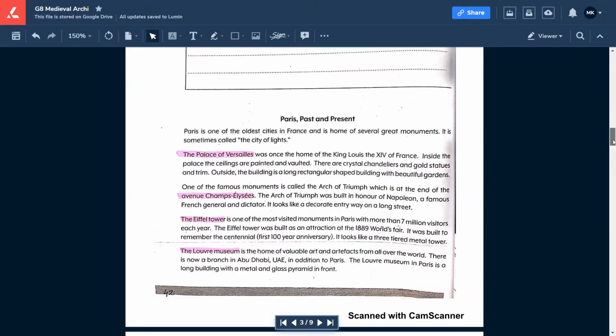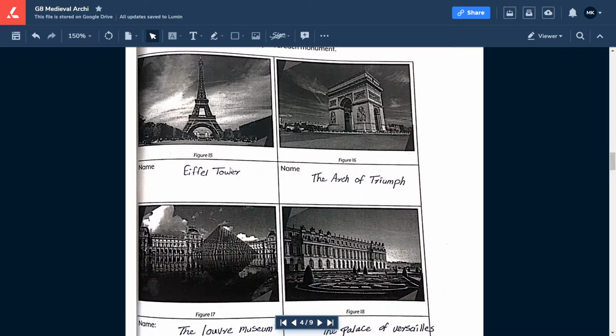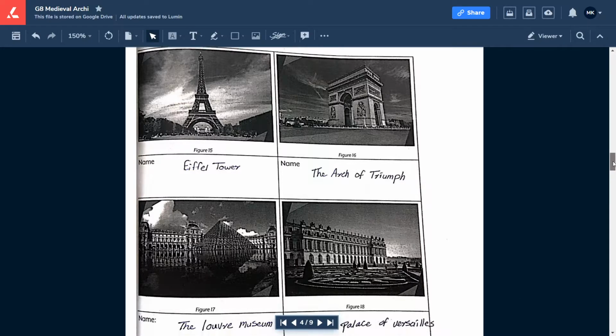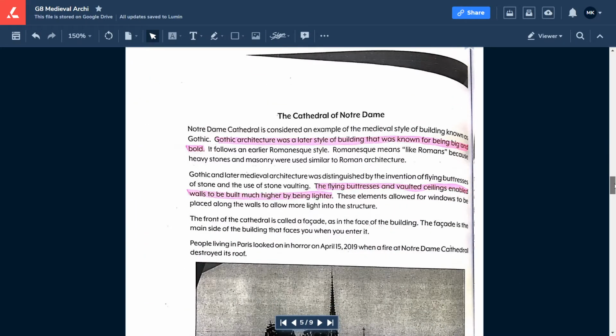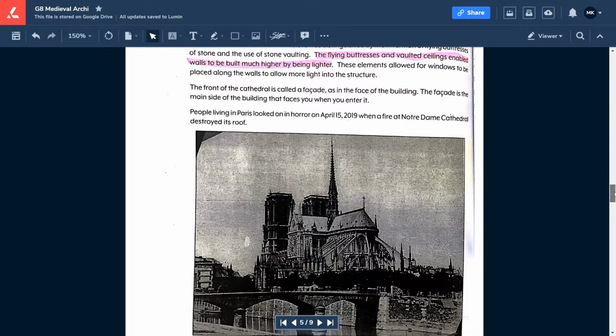We spoke about Paris and the most attractive places that it has: the Arc of Triumph, the Eiffel Tower, the Louvre Museum, the Palace of Versailles. Then we spoke about the Cathedral of Notre Dame, and we said that it's built according to the Gothic architecture. And we said that it has special things.